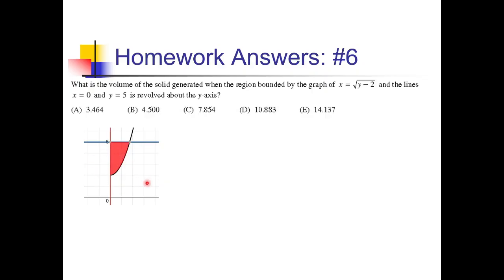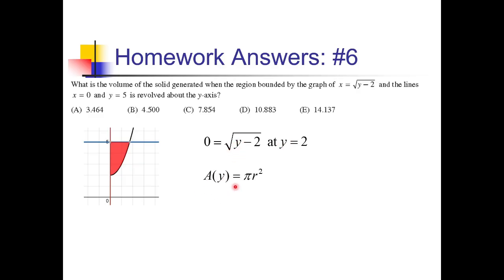Okay, well, since our bounded region is flush, no gaps against our axis of revolution, we can use disks on this one. So we have our area formula, A of y equals pi r squared. And also, let's get our limits of integration. We're going from bottom to top here. The top one is going to be 5. The bottom one is whatever this y value is. If you set 0 equal to the square root of y minus 2, we come up with a y value of 2 out of that.